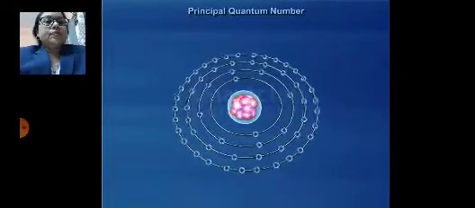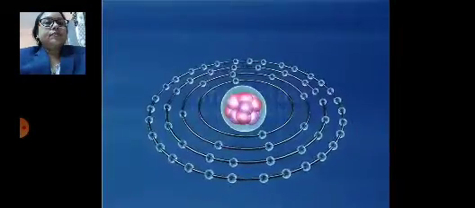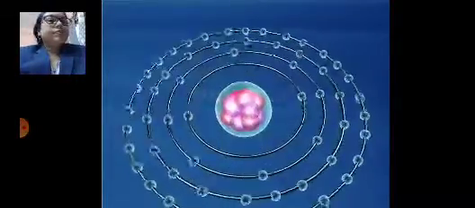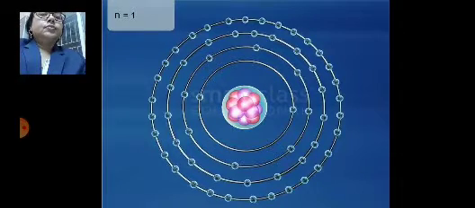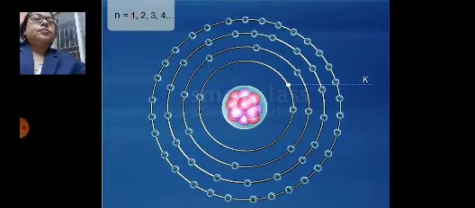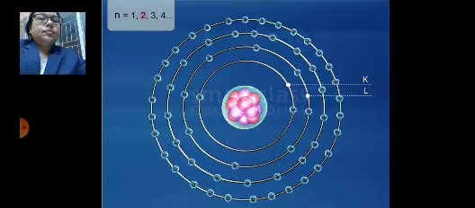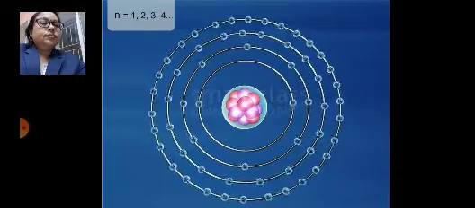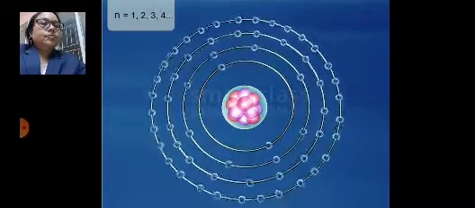Let's look at the principal quantum number n. It was the first quantum number to be discovered, by Niels Bohr in the year 1913. The principal quantum number represents the energy level or shell in which the electron is present. n can have the values 1, 2, 3, 4, and so on, where 1 corresponds to energy shell K, 2 corresponds to L, 3 corresponds to M, 4 corresponds to N, and so on. Here, n will always be a whole number and never less than 1.